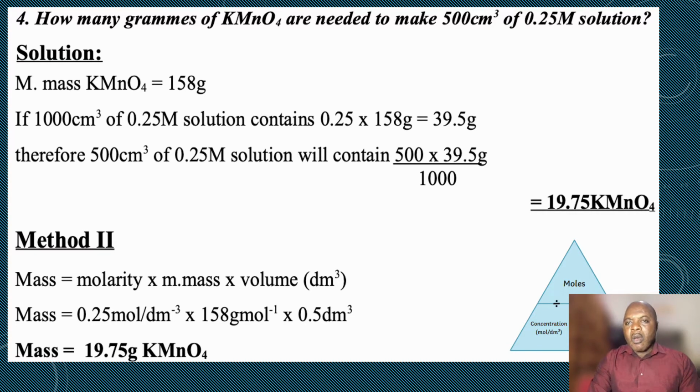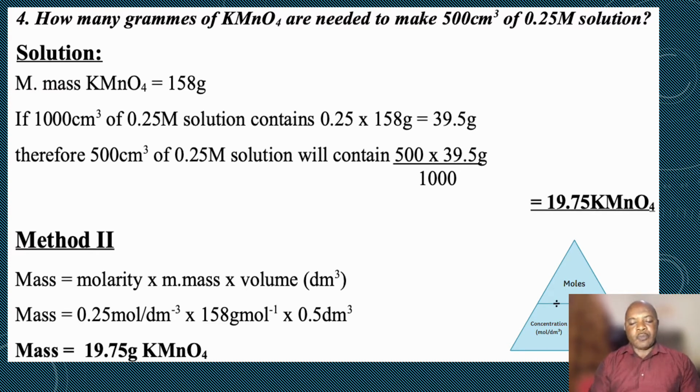Now, how much would 500 get? Therefore, 500 cm cube of the same 0.25 molar solution will contain 500 times 39.5 divided by 1000. You will have that.